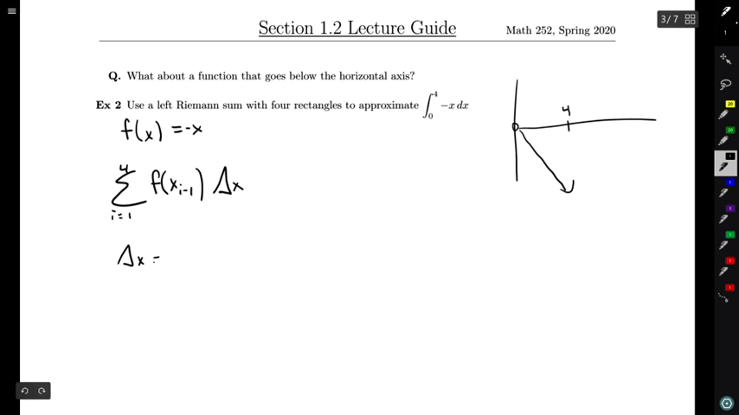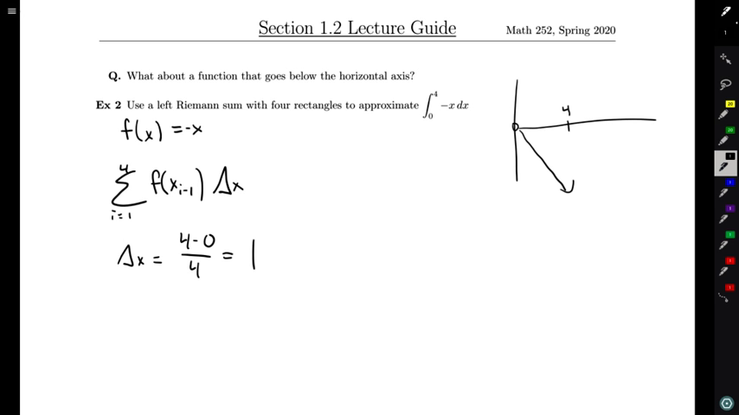So delta x, we know this means since we're doing 4 rectangles, we need to split up our interval from 0 to 4 into 4 different pieces. So we want to think about the entire length of the interval, which is 4 minus 0, divided by the number of rectangles that we have, which is 4. And so our delta x here is 1.